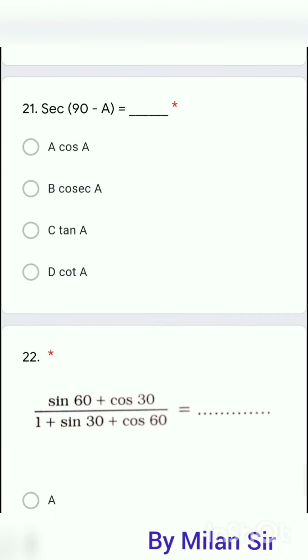After that, question number 21, sec 90 minus A. This is one formula, complementary angles. Sec 90 minus A is cosec A. Sine can be converted into cos, cos can be converted into sine, sec can be converted into cosec, cosec can be converted into sec, tan can be converted into cot, and cot can be converted into tan. So here sec 90 minus A is cosec A.